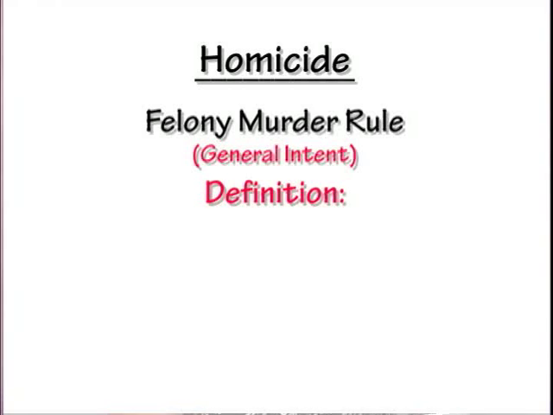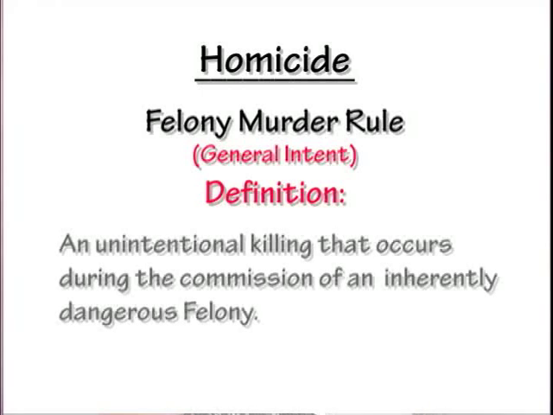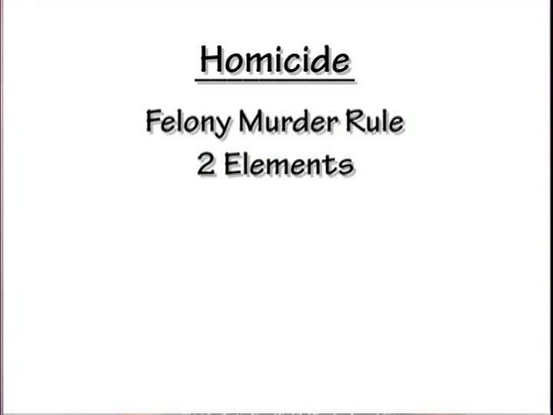The second type of murder that we have is called felony murder rule. Now I'm going to give you the rule of law, or the definition, for the felony murder rule. It's a general intent crime. I want you to know that. They don't have the specific intent to kill for someone to be found guilty of first degree murder under the felony murder rule. The definition of felony murder rule is an unintentional killing that occurs during the commission of an inherently dangerous felony. I want you to know there are 2 elements that we must find in order to find somebody guilty of felony murder.